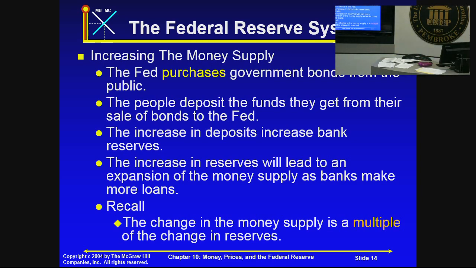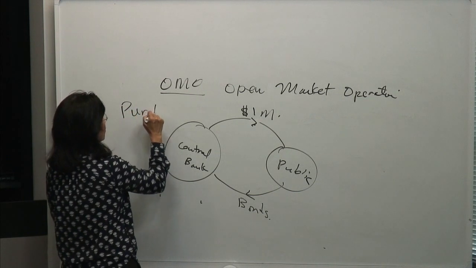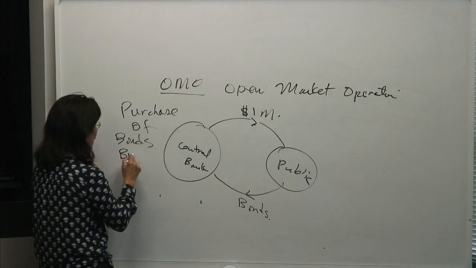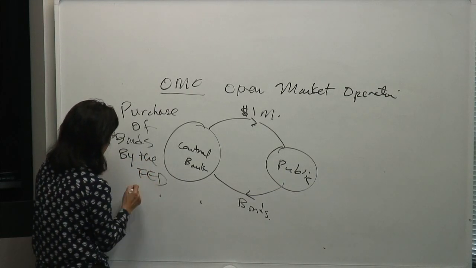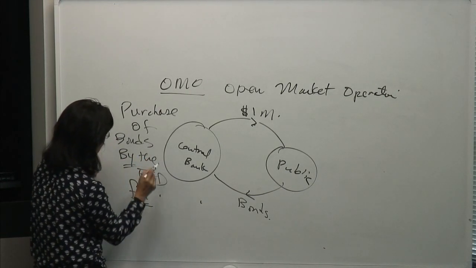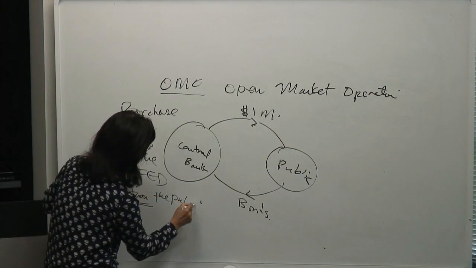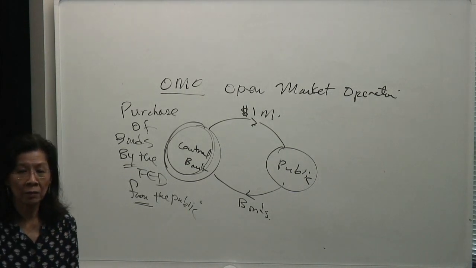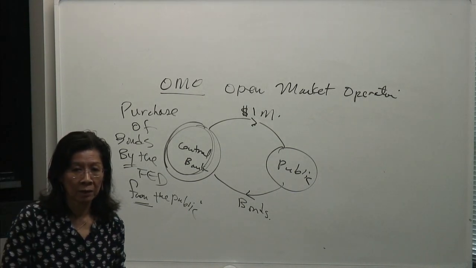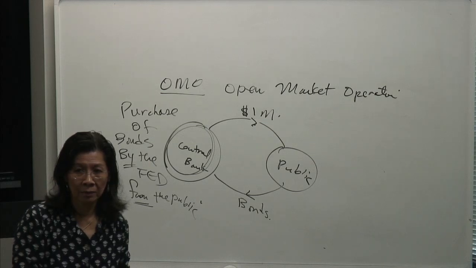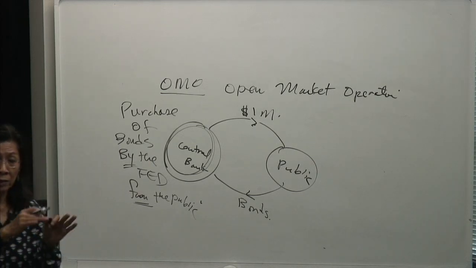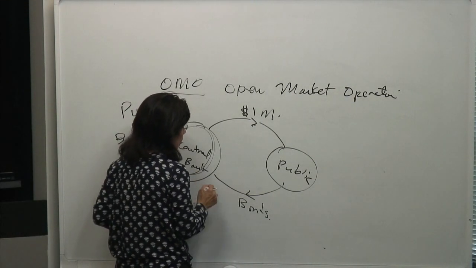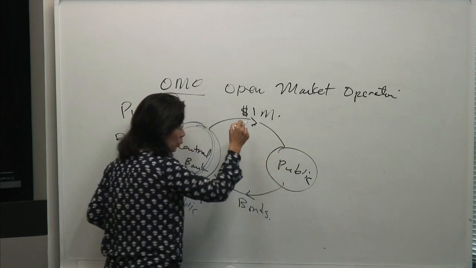So in other words, this is a purchase of bonds by the Fed from, watch the preposition, the public. The central bank is the active agent. Nathan's not going to come to me and say, come on, buy it from me. He doesn't have that decision. It's my decision to come to him and say, sell me that bond, and I'll release that $1 million to you.